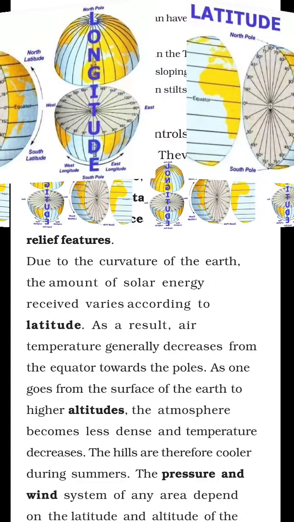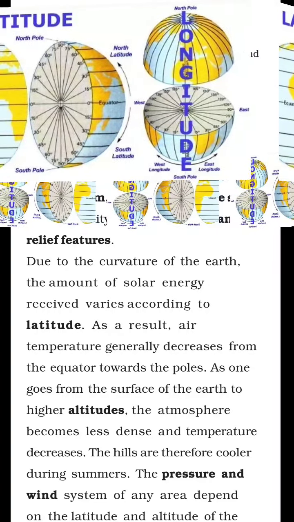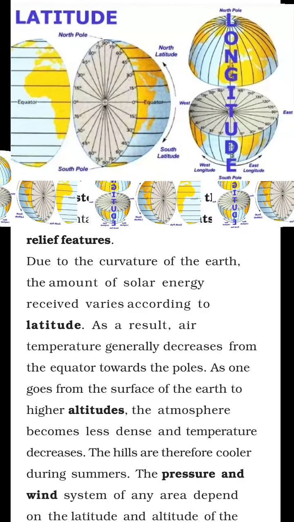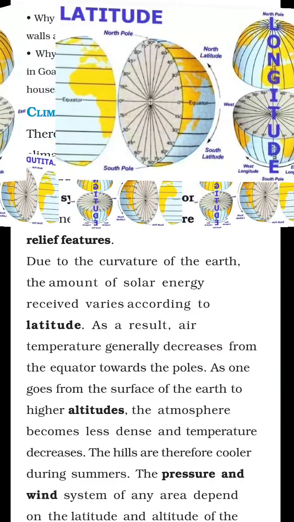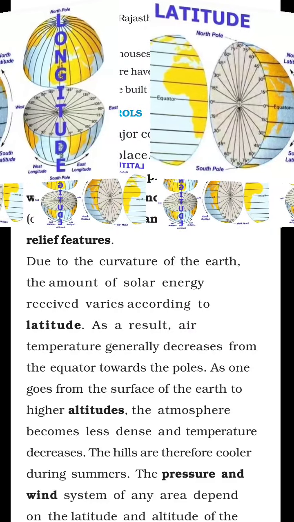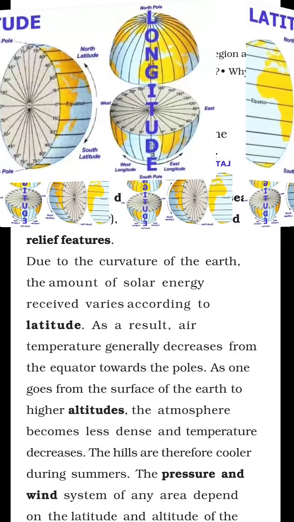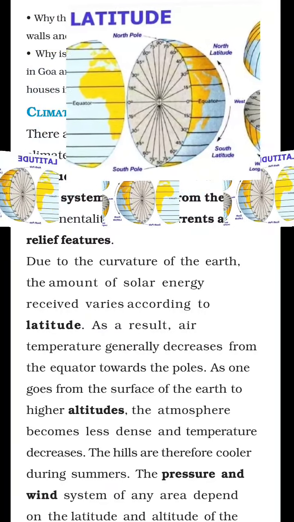Here we can see that hilly areas are very cool even during the summer, and almost every hilly area has a cool temperature. This is not because of the curvature, it is only because of the altitude.